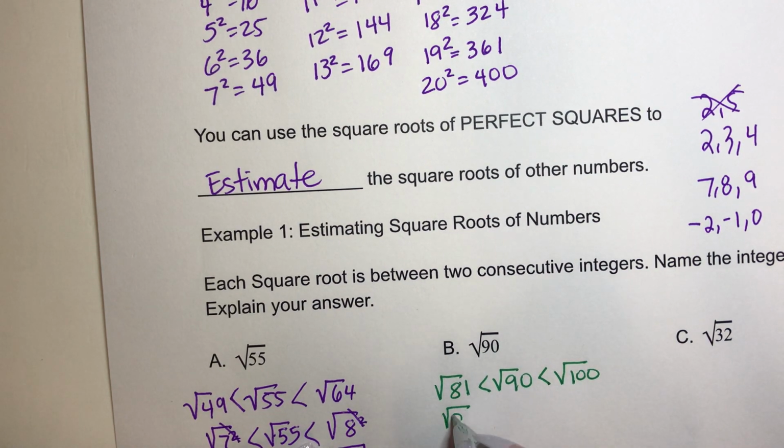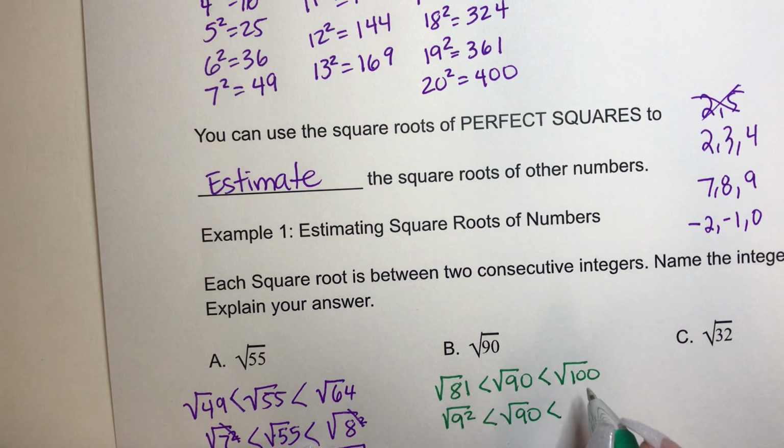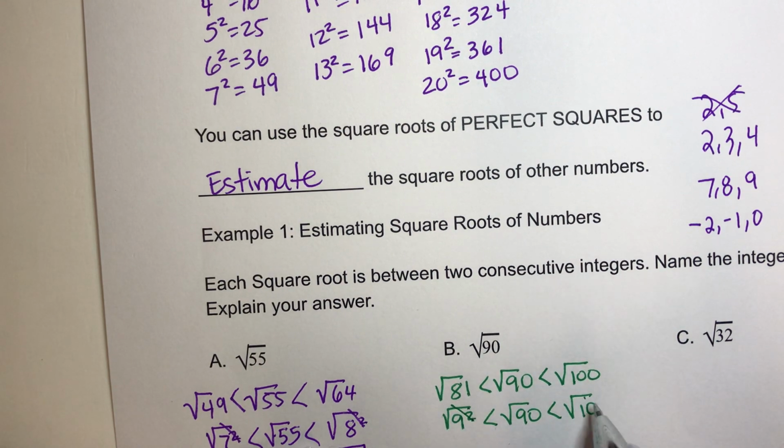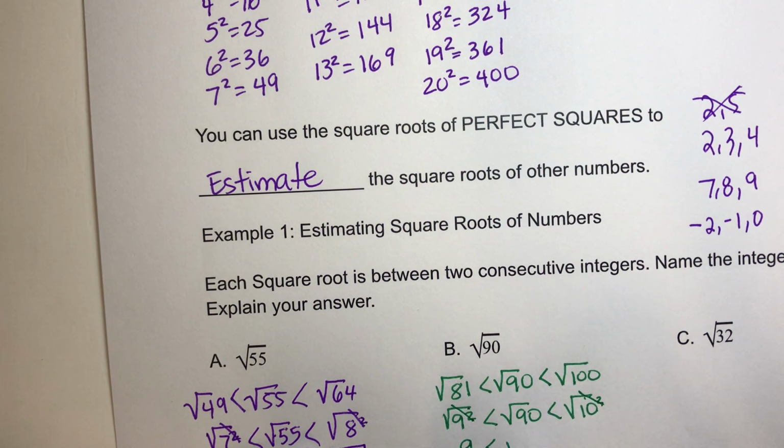The square root of 81 is the same thing as the square root of 9 squared. I'm just rewriting this. The square root of 100 is the same thing as the square root of 10 squared. Square root and squared cancel each other out. So that tells us that the square root of 90 is between 9 and 10.